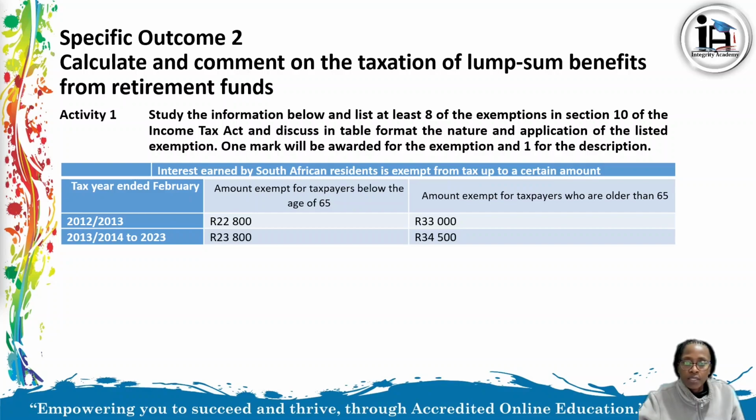Interest earned by a South African resident is exempt from tax up to a certain amount. Remember, I told you that previously. So here is a look at which certain amounts those are. Tax year ended February 2012 to 2013: the amount exempt for taxpayers below the age of 65 was 22,800. But for the tax year 2013 to 2014 to 2023, the amount is 23,800. Now the amount exempt for taxpayers who are older than 65.